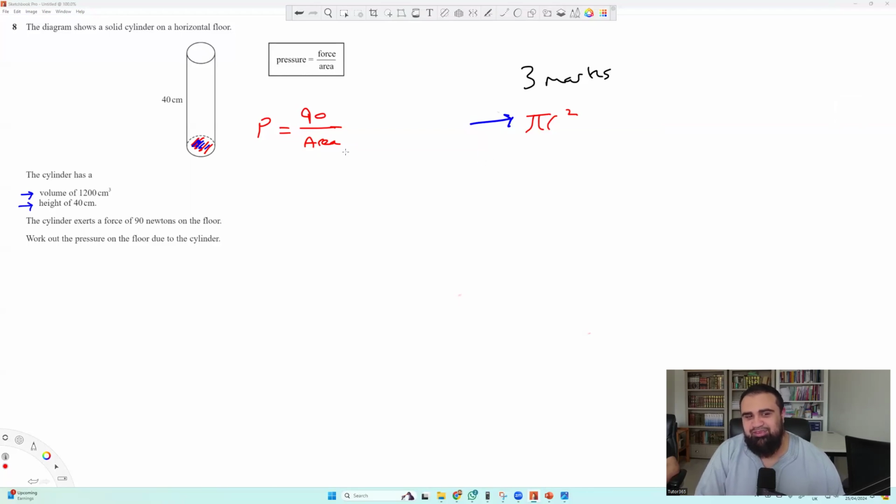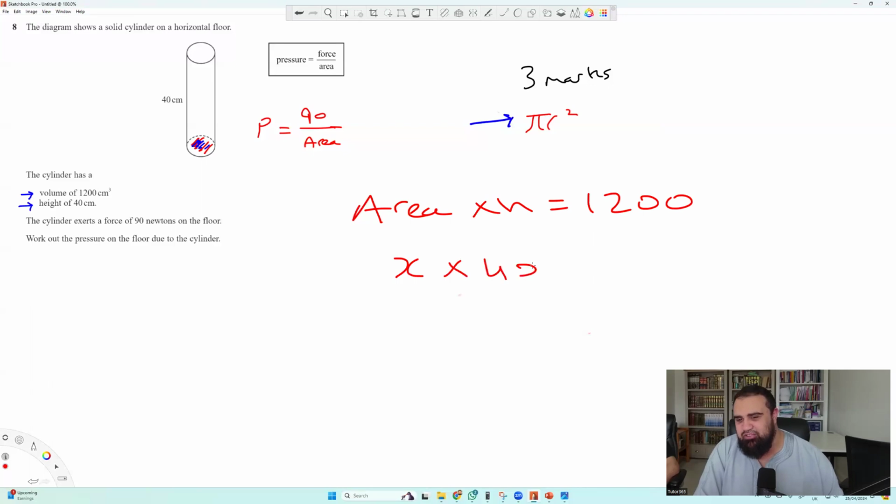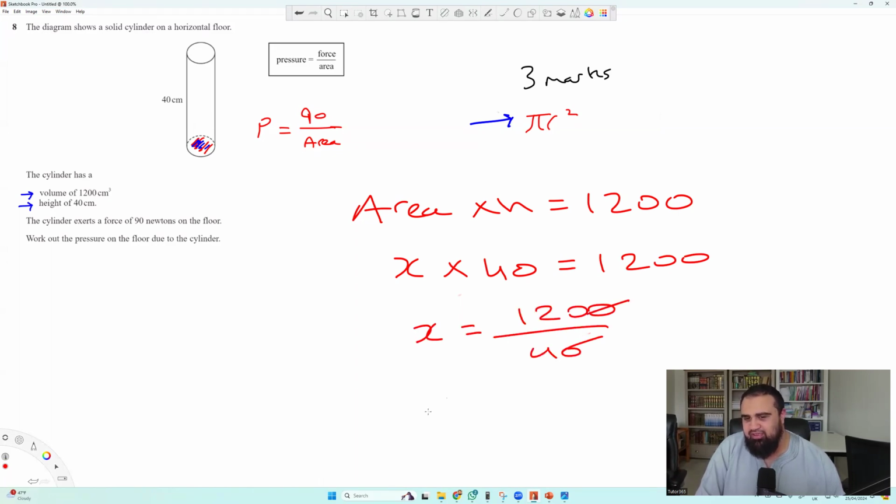Ibrahim has reminded me that the volume of a cylinder is the area times the height, right? And so that equals 1,200. And my 200 IQ move is what? So the area we don't know, we call it X, times the height, which is 40. And that is equal to 1,200. So then X, the area, is equal to 1,200 divided by 40. So the area is equal to 30 centimeters squared.